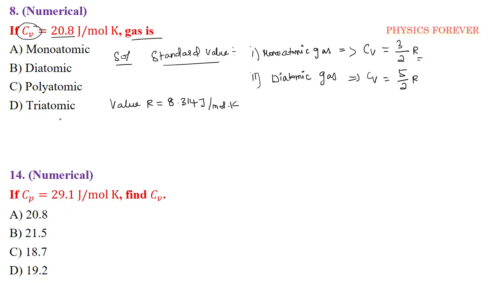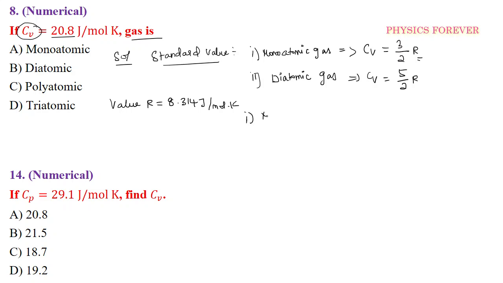So we have to decide which one is correct, monoatomic gases or diatomic gases. We know the standard values for monoatomic gases and for diatomic gases. First we have to check the value. Here the specific heat capacity at constant volume should come to 20.8. So we have to check whether 20.8 comes for monoatomic or diatomic. Okay, so first we try the first one.